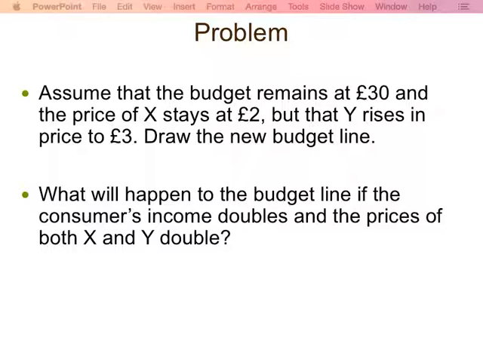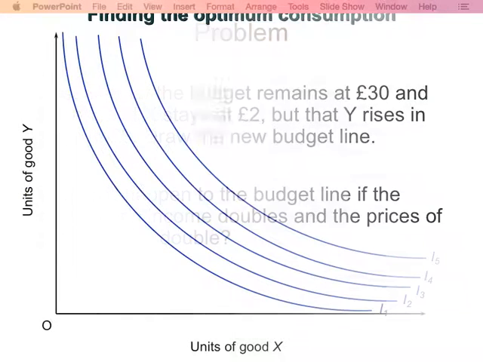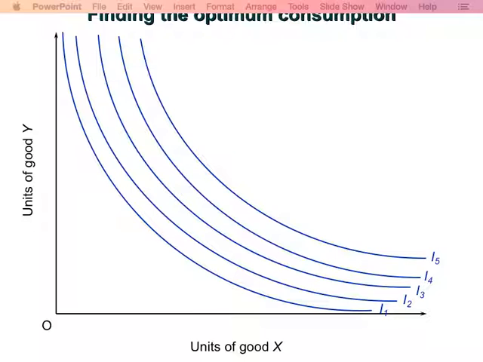Now, given that we all want to be on the highest indifference curve in this indifference map, we would like our budget line to be tangent to the highest of the indifference curves, given our income.